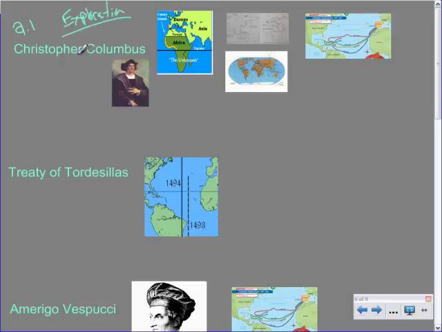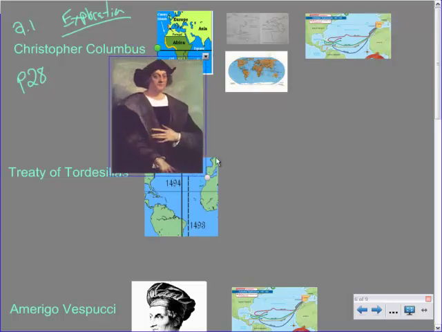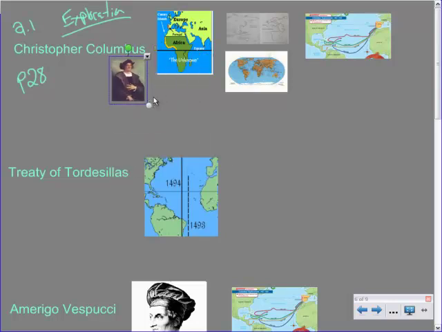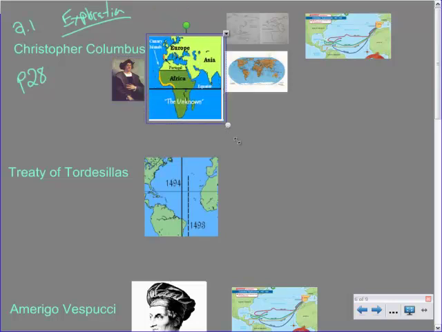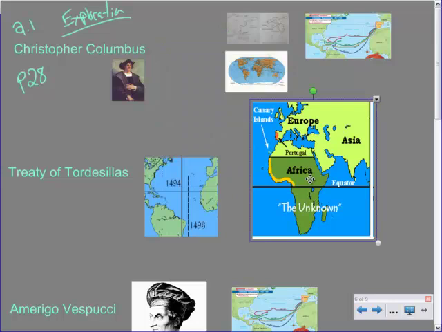So Christopher Columbus, you're going to look for him on page 28. This is Christopher Columbus right here. Make this picture a little bigger so you can see him. Basically, what is happening is people have decided that they want to get to Asia to trade with them. They want to get from over here in Europe to over there in Asia.